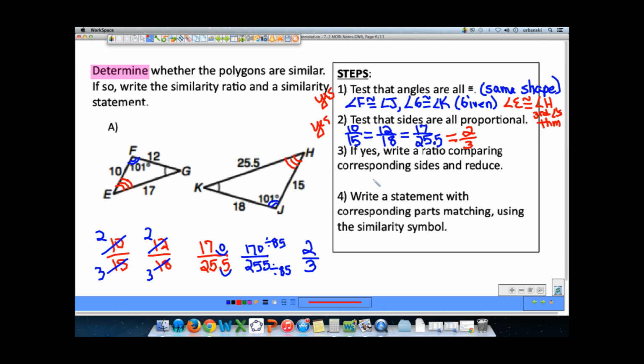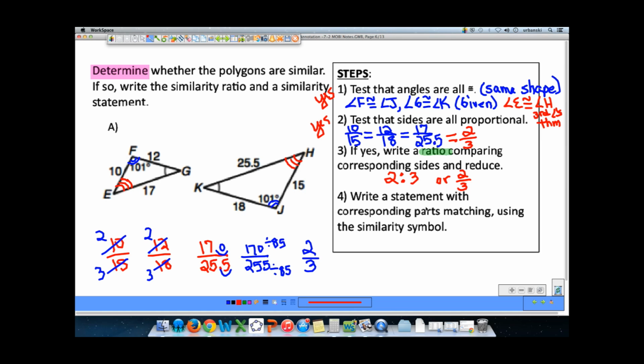So write a ratio comparing corresponding sides and reduce it. We already did that. Here's one ratio, 10/15. Here's another one, 12/18. Here's another one, 17 to 25.5. But the scale factor, the ratio, is going to be 2 to 3. You can write it this way, or you can write it this way.